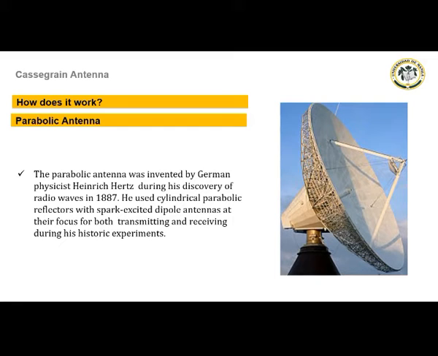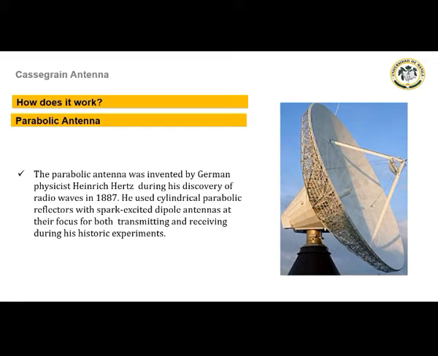So, parabolic antenna. The parabolic antenna is an antenna that uses a parabolic reflector, a curved surface with a cross-sectional shape of a parabola to direct the radio waves. The most common form is shaped like a dish and is popularly called a dish antenna or parabolic dish.